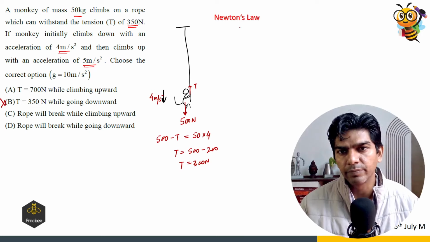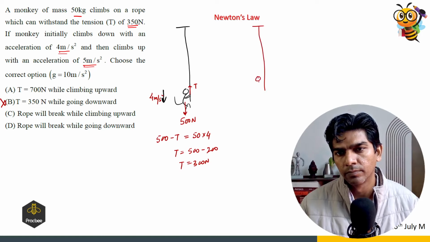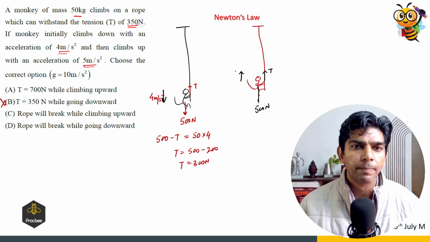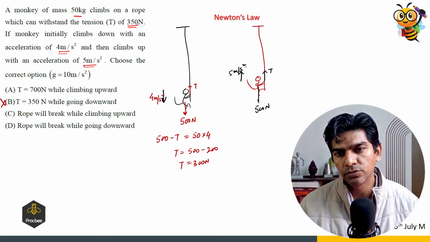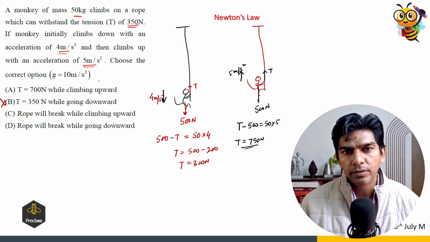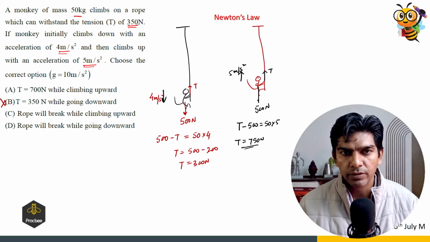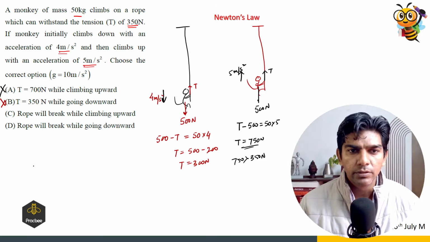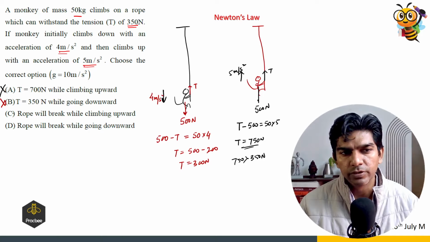Let us see the case when it is climbing up. When he was climbing up, let us see the forces. So tension is in the upward direction, weight is 500 Newton in the downward direction, and it has an acceleration of 5 meters per second square in the upward direction. So the net force in the direction of acceleration is T minus 500, mass is 50, acceleration is 5, so T comes out to be 250 plus 500, so that will be 750. But the string can bear tension only up to 350 Newton, so the string will break in this case because 750 is greater than 350. So A cannot be the right answer. So rope will break while climbing upwards. So C is the right answer.